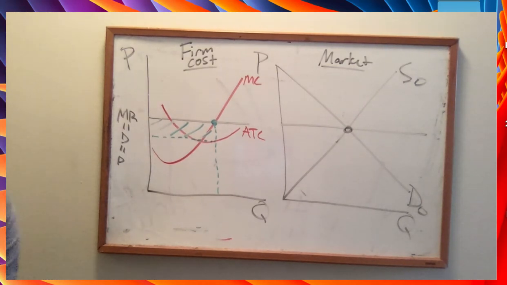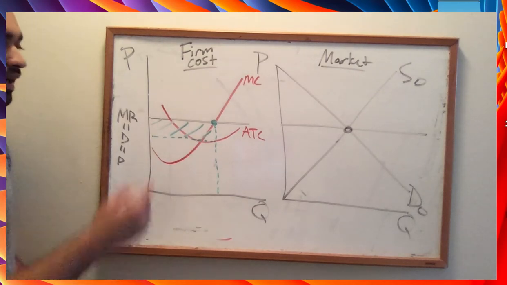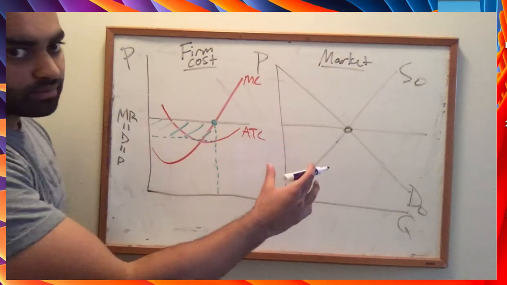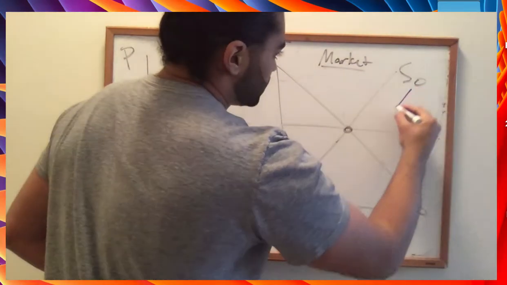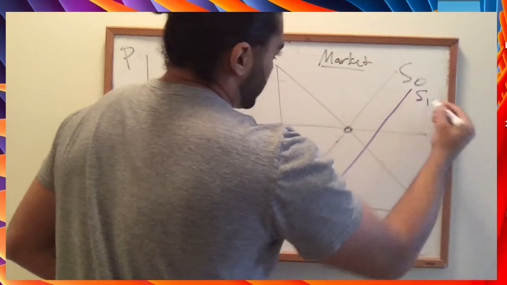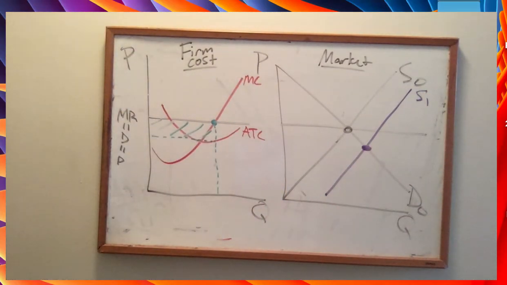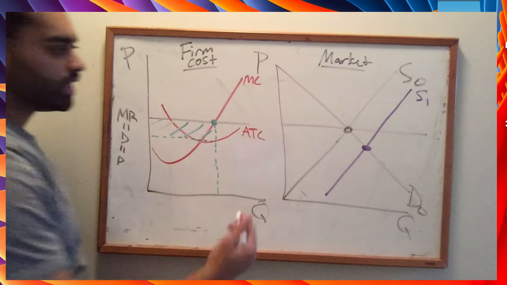So let's just say a lot of people enter this market now. Again, they see a positive profit. Now, that affects our market. Basically, there's going to be an increase in supply. Now you might ask, why is there an increase in supply? There's an increase in supply because more people want to sell this product. There's more individuals in this market.